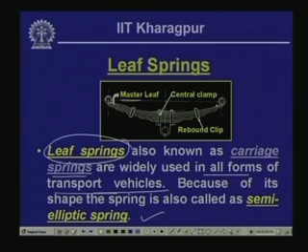This top plate, as it is designated over here, is the master leaf. There are clamps which hold all the plates positioned together, and there are clips here which we call rebound clips to keep the spring in position.